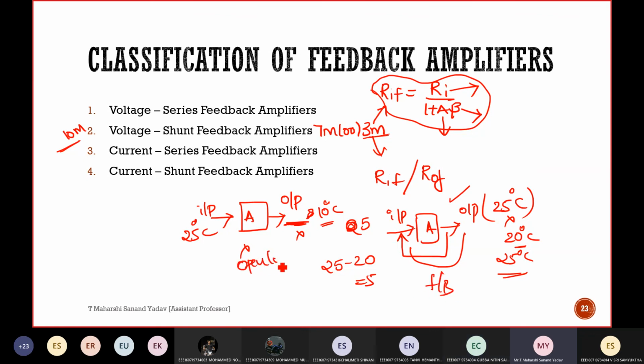That's why it is called open loop. In open loop there is no feedback. You can't check how much output you got. That's the main problem.